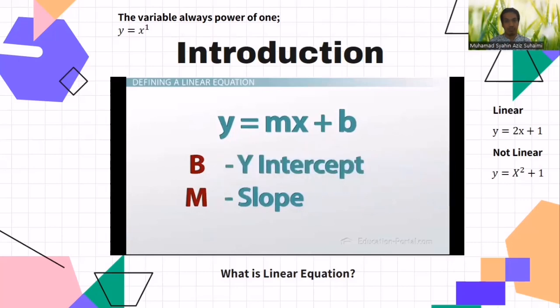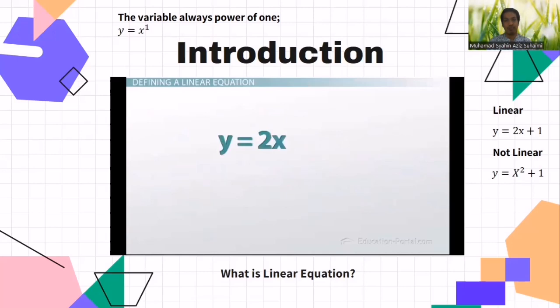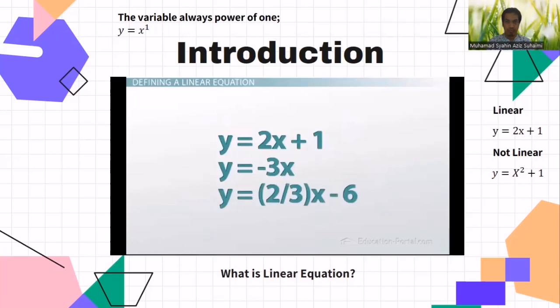where the m value is our slope and the b value is what is called the y-intercept. Some examples of a slope-intercept form equation we could have something like y equals 2x plus 1. We could have y equals negative 3x. We could have y equals 2/3 x minus 6. In each of these equations, the number in front of the x represents the slope, or how much it's moving by, and the number on the end represents the b value, where it begins, or the y-intercept. If there is no number after the x, that implies that the y-intercept is 0.